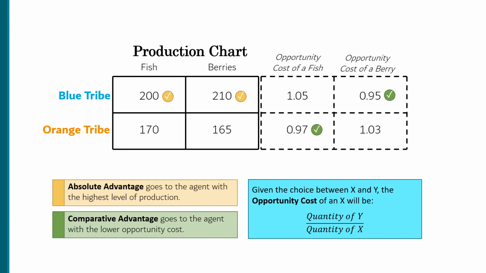Well, they would have to shift production from berries to fish in order to catch that extra fish for Blue Tribe. To get one more fish, they give up 0.97 berries, which is less than one. So Orange Tribe makes a little profit in berries and doesn't lose any fish of their own. The trade is mutually beneficial for both tribes.